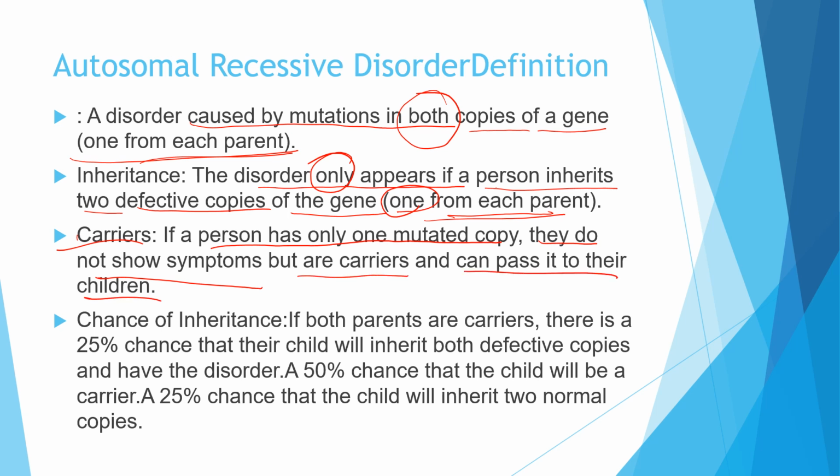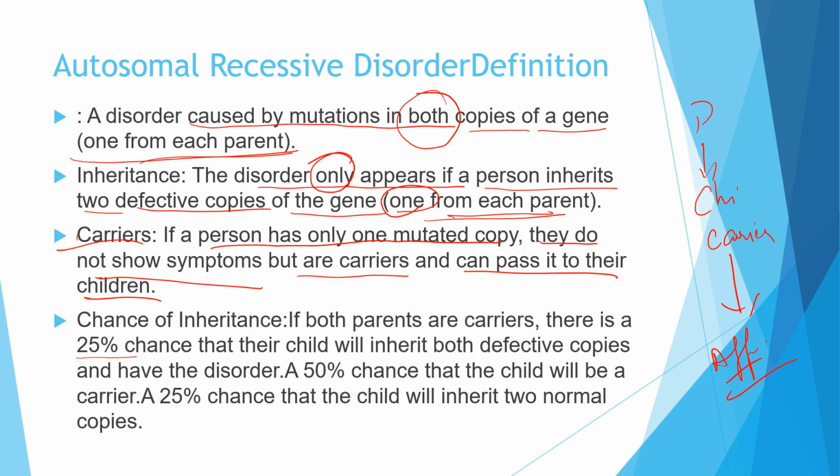So if the parents are carriers, in this generation only children will be carriers. But it may pass on to the next generation as affected ones. So this is how it shows that it is autosomal recessive. So what is the chance of inheritance?